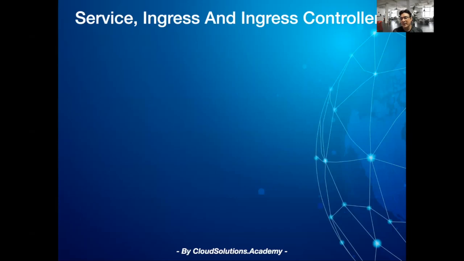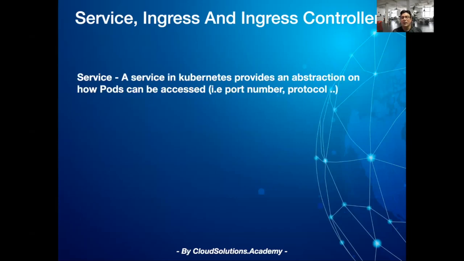Service, Ingress, and Ingress controller. A service in Kubernetes provides an abstraction on how pods can be accessed. So think of services as a REST object which provide definitions on how the service should be exposed, like port number, protocol, and so on. And as part of the production lab, we would go over the definition of the service.